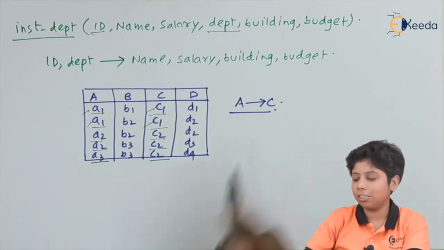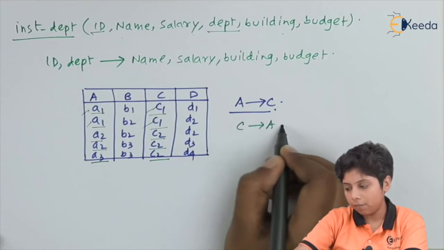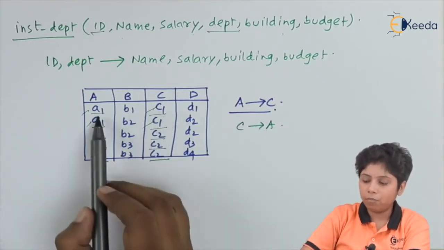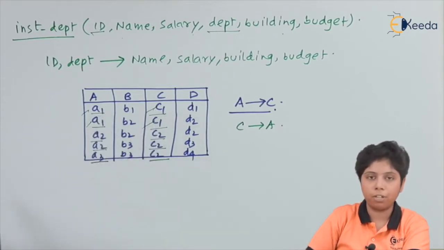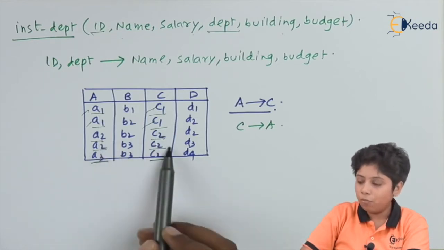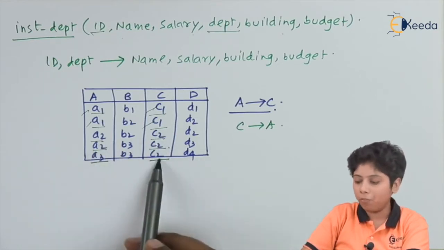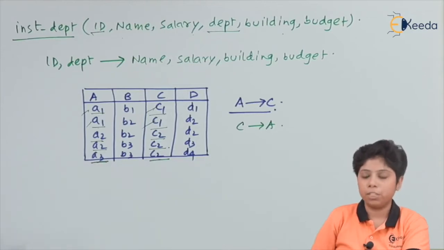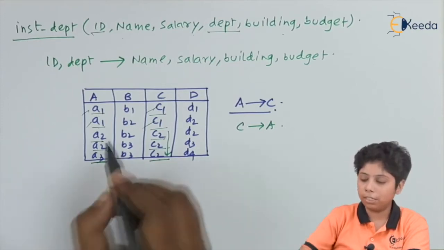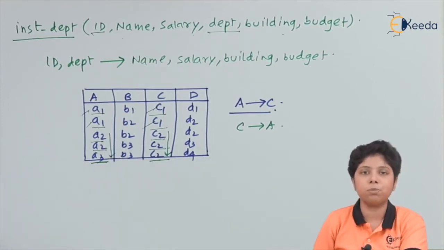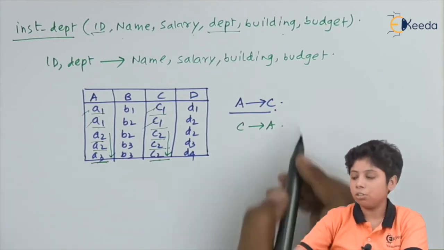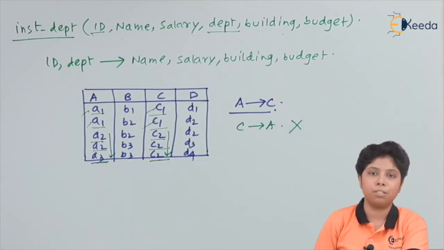Now let's look at the dependency C defines A. For C1 we have A1, and for C1 we have A1. Till now it is satisfied. For C2 it is A2, and for C2 it is A2, but for this C2 it is A3. So if there are repetitions of values in an attribute, the same should hold for the values in the other attribute. The condition is not satisfied here, so the dependency is not preserved.